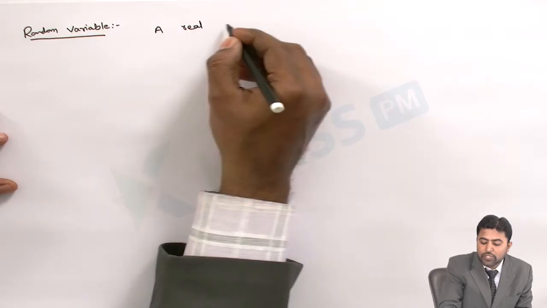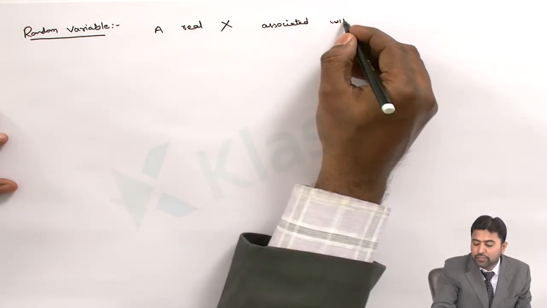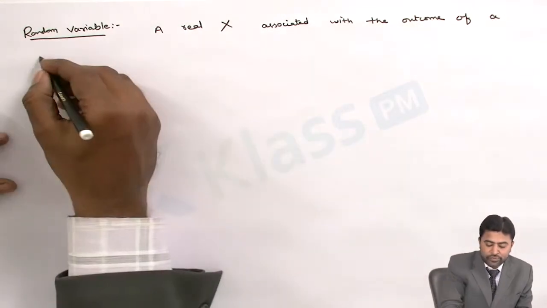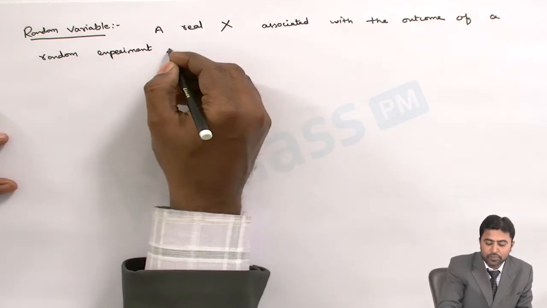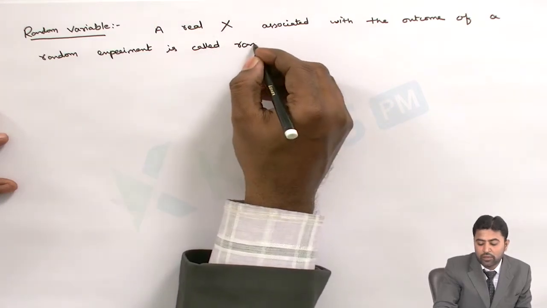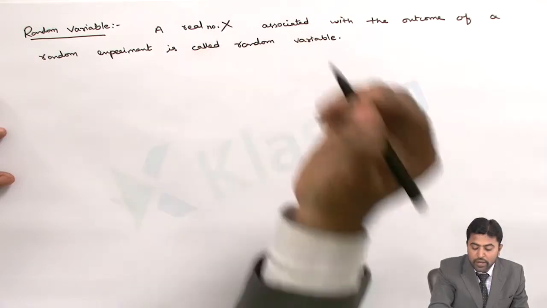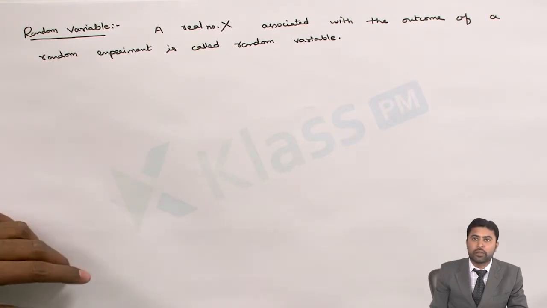A real number x associated with the outcome of a random experiment is called a random variable. A real number x, or a real function x where each sample point is mapped onto some real number, is also called a random variable.